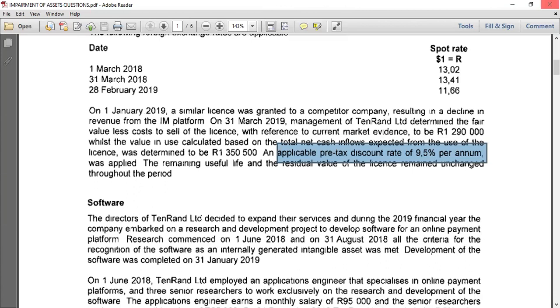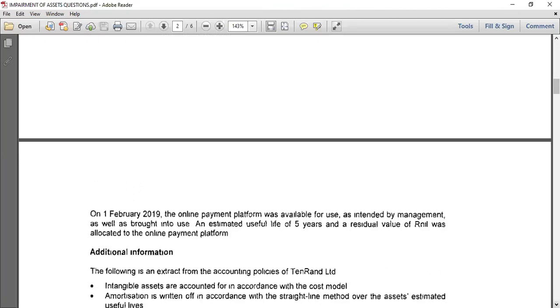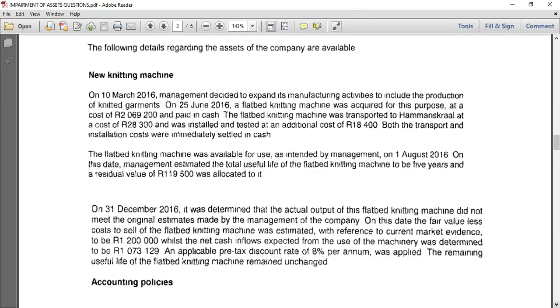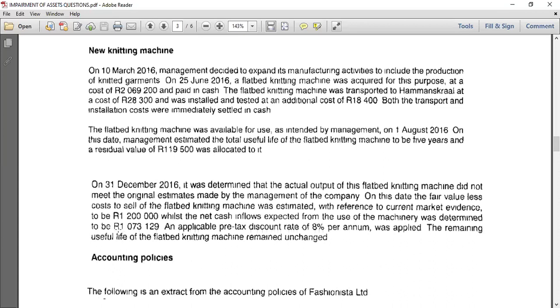Right. Now that's the end of this one. On number 2, the impairment, you just calculate in the same way. You just have to know that this one is the value in use. Then this one is, sorry, this one is the fair value. Then this one is the value in use. So your recoverable amount will be the higher one, the 1.2.